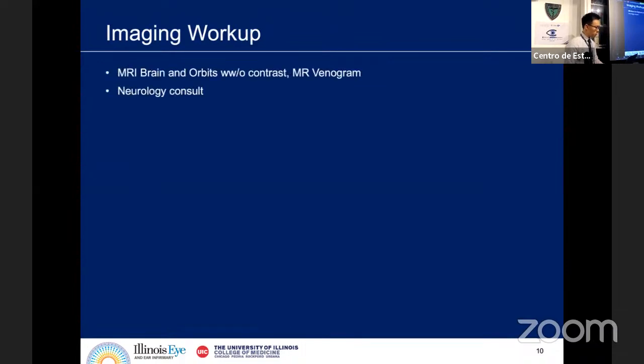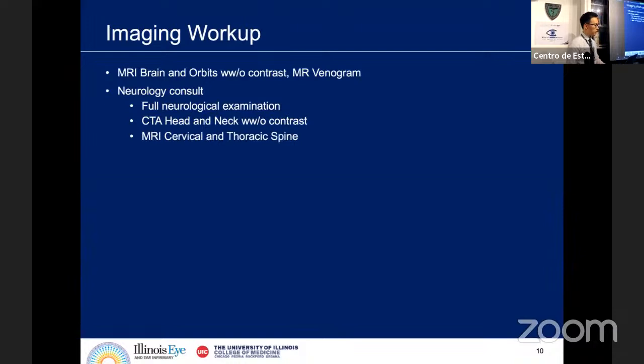We obtained a neurology consult as well, just to see what input they had, given this family history of primary lateral sclerosis. They performed the full neurological exam, which was normal. They recommended getting a CTA head and neck to look for a dissection or aneurysm or other intracranial pathology, more of the vascular type, which was negative as well. And then we also obtained an MRI of his spine to look for other demyelinating lesions, which was also negative.